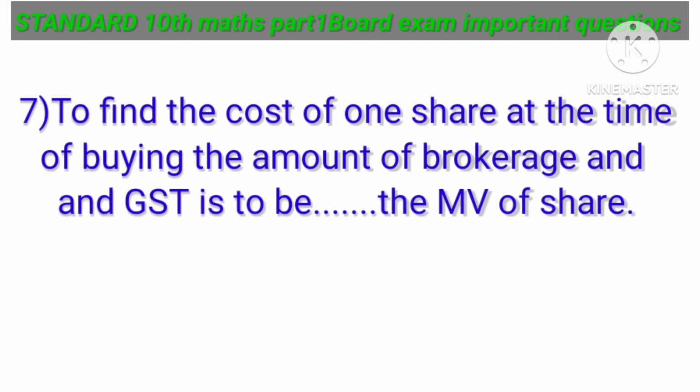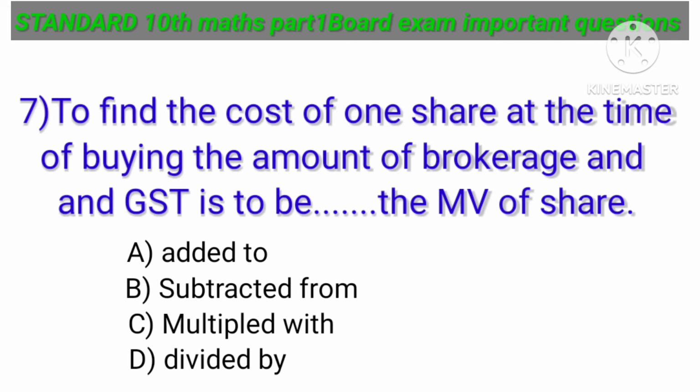Question number 7. To find the cost of one share at the time of buying, the amount of brokerage and GST is to be dash the market value of share. Option A, added to. Option B, subtracted from. Option C, multiplied with. Option D, divided by. Answer option number A, added to.